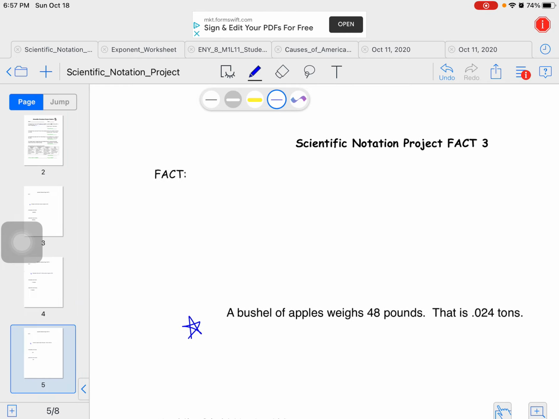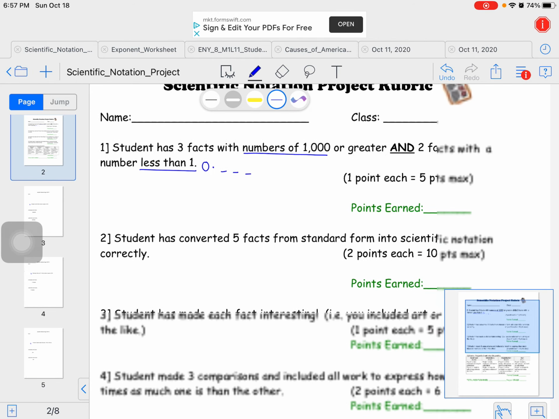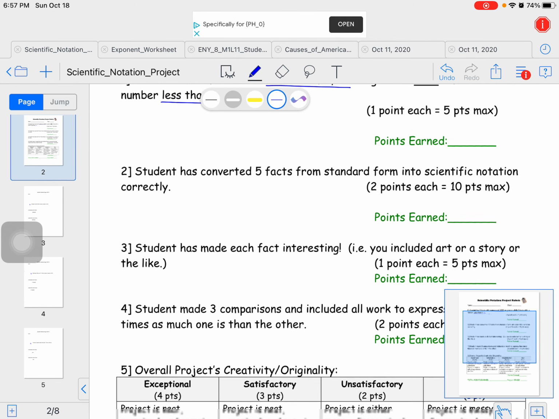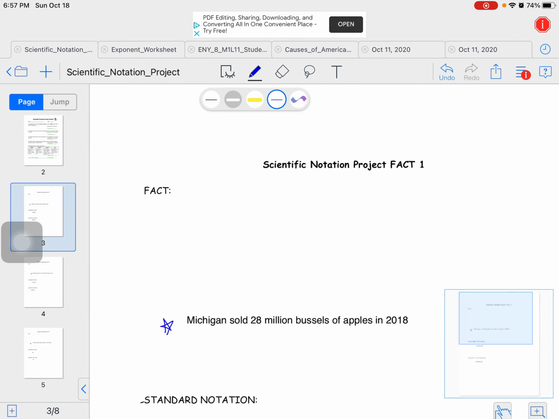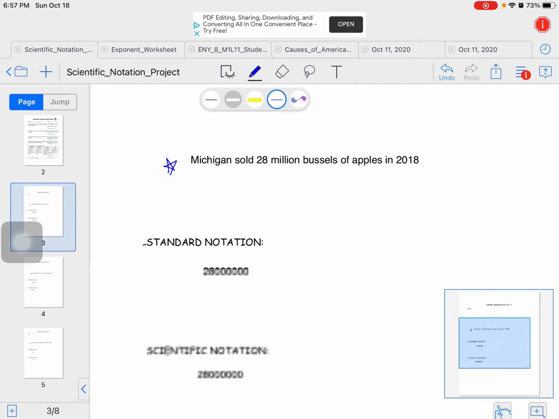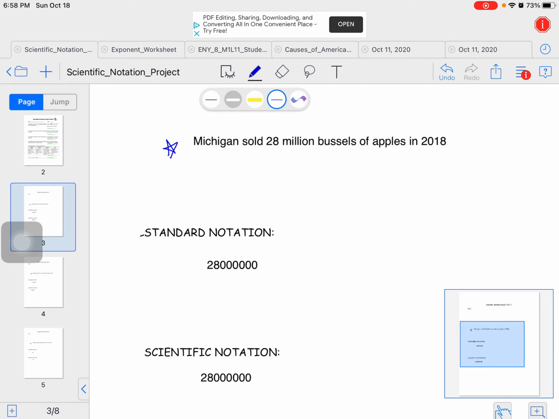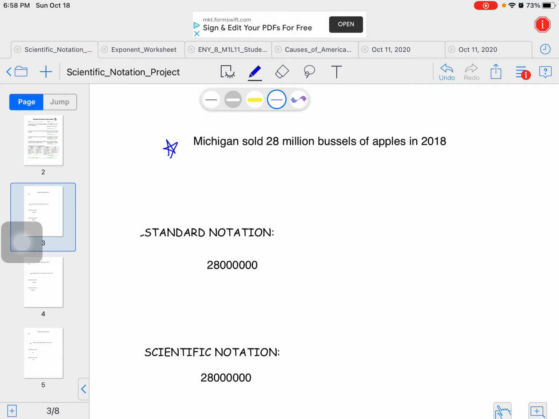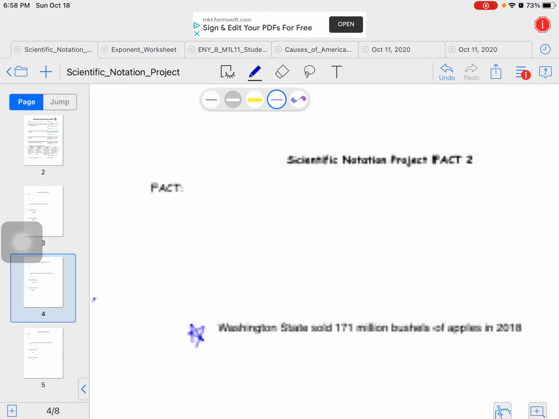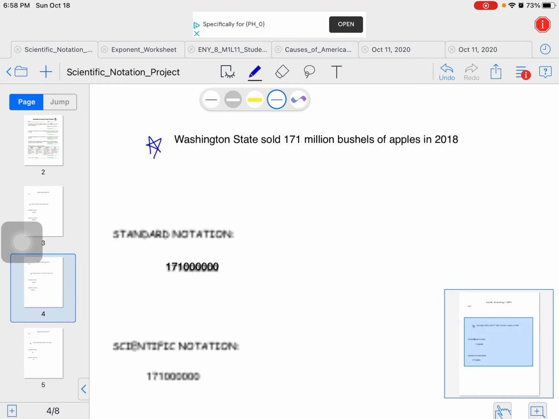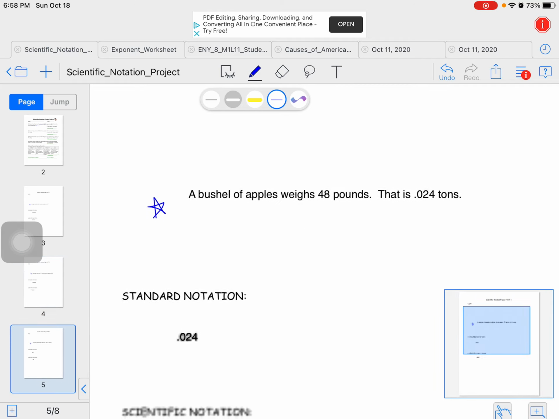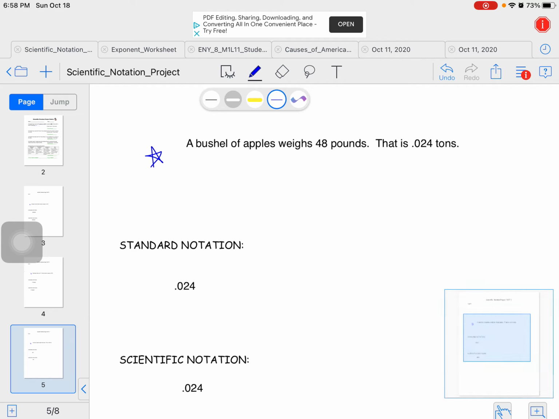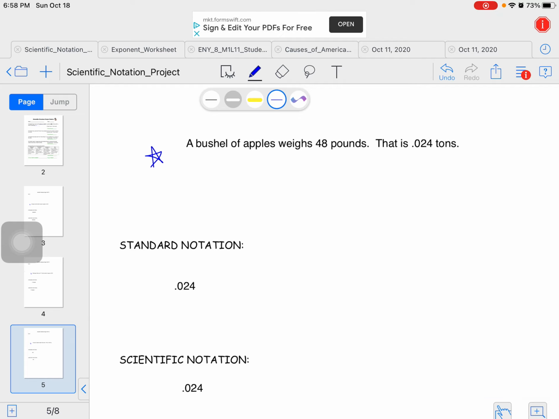Now I'm going to go back to our directions. The second part says that we are converting these 5 facts to standard form. Again, I'm looking at those 3 facts. 28 million is 28,000,000. 171 million is 171,000,000. And the standard form of 0.024 tons is 0.024.